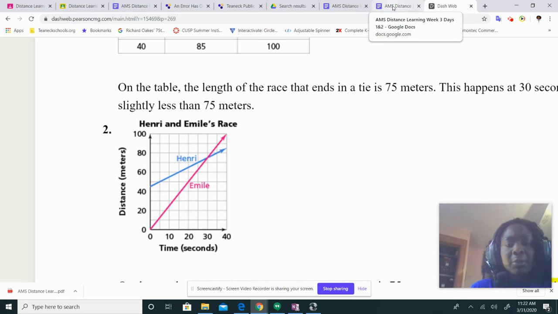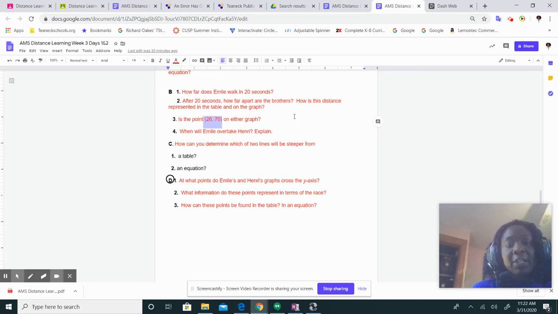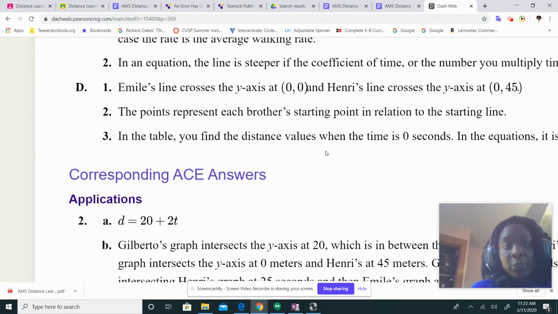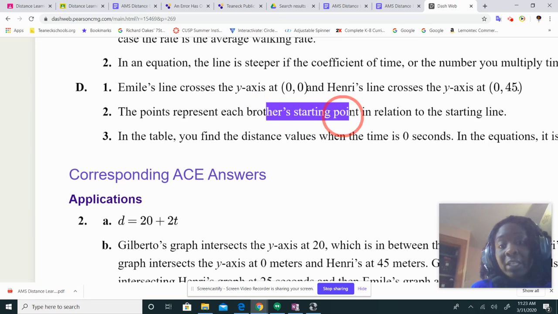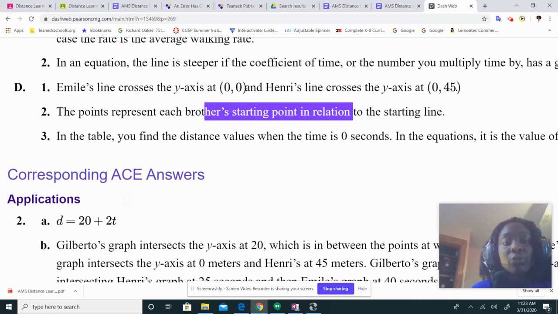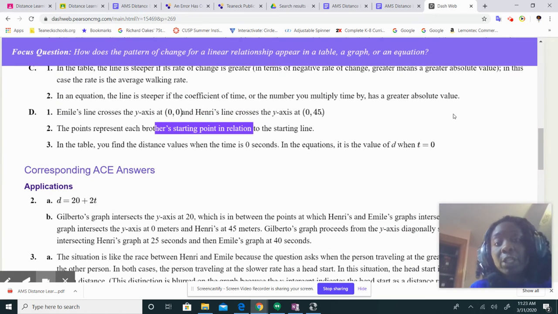And I know that some of you probably looked at it and said, this isn't quite clear, but that's what that means. And then lastly, what information do these points represent in terms of the race? D2 and D3, how can these points be found in the table and in the equation? We know the points represent each brother's starting point, because that's where they started, right? (0, 0), and then (0, 45). We weren't thinking about any time, but we did have some distance for the younger brother, Henri, and Emil started without a head start. In the table, you find the distance value when time is 0. In the equations, it is the value of D when t equals 0.